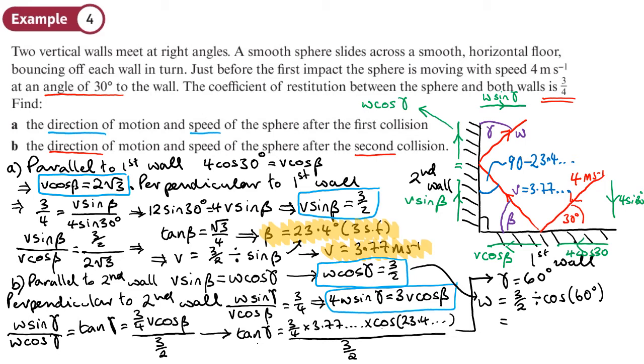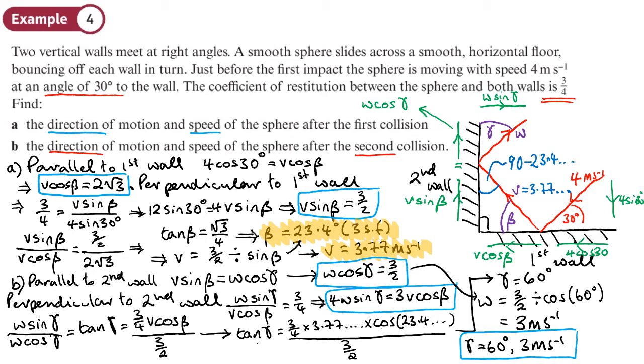And let's see what we get. We should get a nice answer hopefully. So 3/2 divided by cos 60, and we get exactly 3. So it's 3 meters per second. So for the second bit of the question, we can say that the angle is 60 degrees and the speed is 3 meters per second. So there's our answer for the second bit.